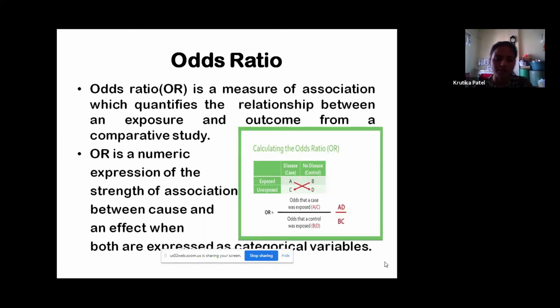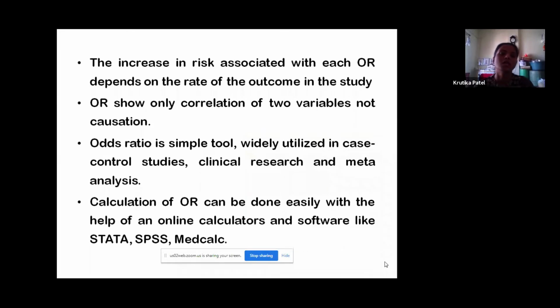Odds ratio is a numeric expression of the strength of association between cause and effect when both are expressed as categorical variables. A thumb rule for using odds ratio is that both variables are categorical variables. The increase in risk associated with each odds depends on the rate of the outcome in the study. Odds show only correlation of two variables, not causation. It means we can see the correlation between two variables, but we cannot find any cause between them.